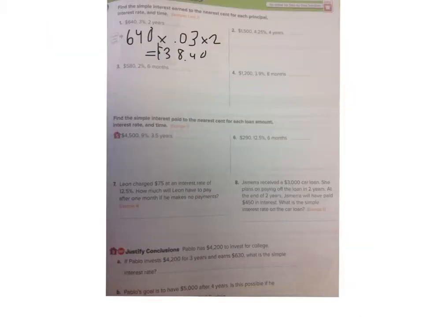To find the simple interest for number 1, we're going to take the principal, which is 640, times 3%, so 0.03, and then times 2 years to get $38.40. To find the simple interest for number 2, we'll take 1,500 times 0.0425 times 4 years to get an answer of 255.